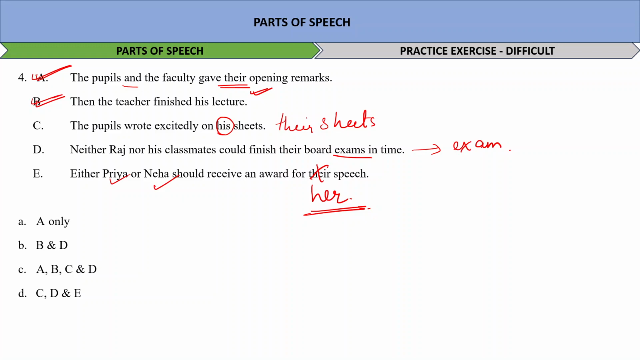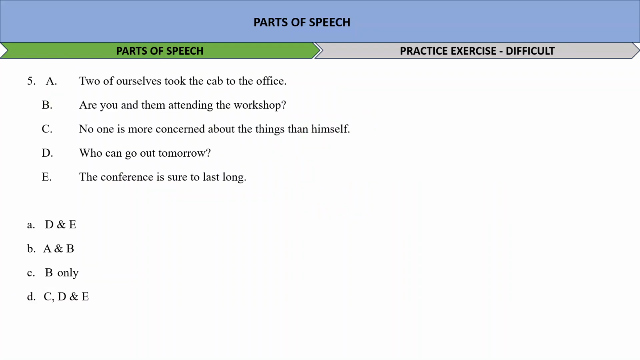So I can see errors in sentence number C, D, and E. Hence, the answer would be option number D, right? Moving on to the next one.